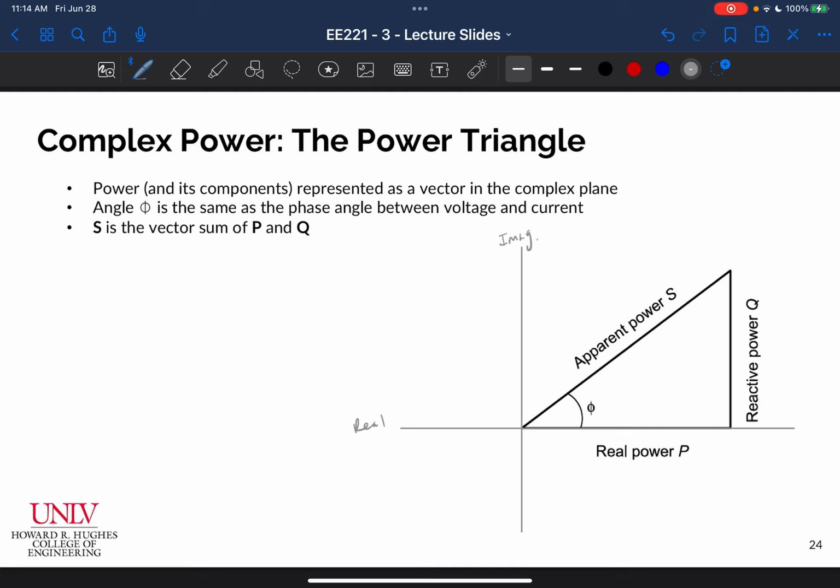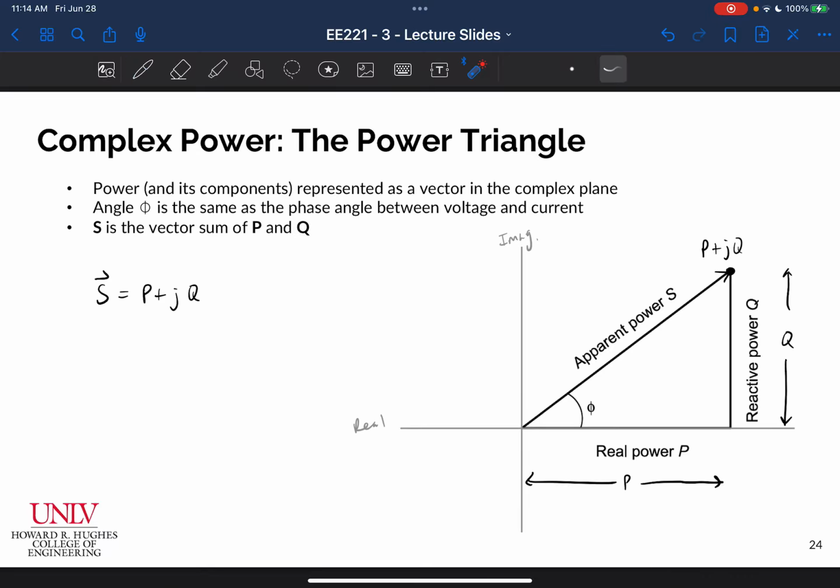Okay, and so we can represent this vector, right? This vector that points to this point in the complex plane here. We can write that as, its x value here is P in the real direction, and Q in the imaginary direction. We can write this as P plus jQ, and that's called the complex power, okay? So that vector representation in rectangular form is the real power, P, plus j times the reactive power, Q.